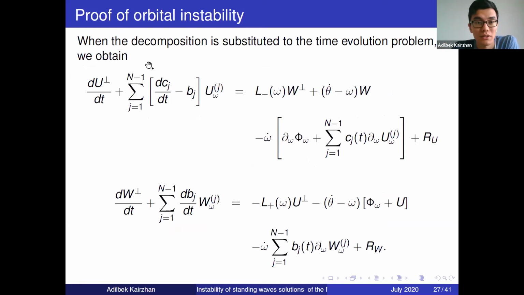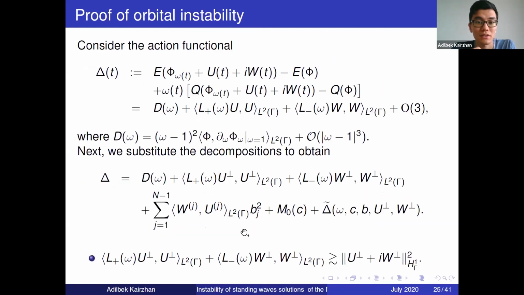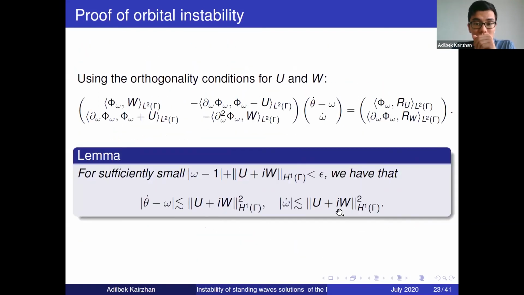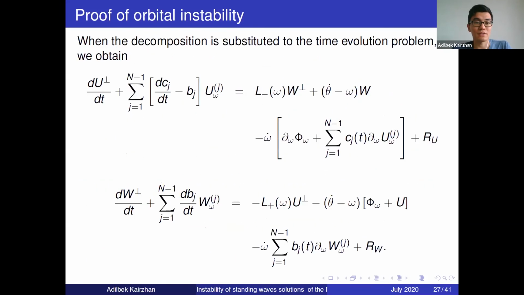Next, we obtained that this term is very small, and we know that these terms are small. So what we do next is we substitute the decomposition of u and w into this time evolution system. Then we get the time evolution for the Cj, Bj terms, and also for the U perpendicular, W perpendicular terms.